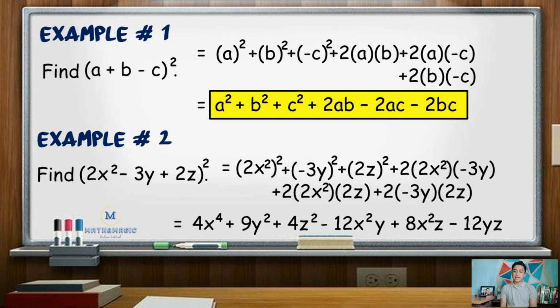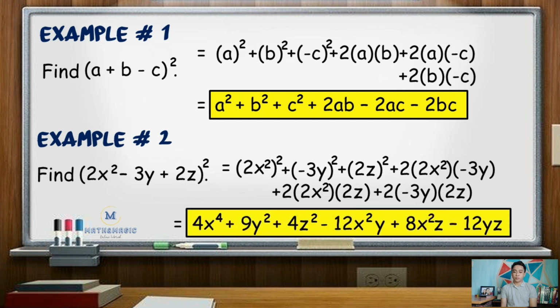Product is 8x squared z. And for the last term, twice negative 3y, that is negative 6y, times 2z, that is negative 12yz. Hence, the square of the trinomial 2x squared minus 3y plus 2z is 4x to the fourth plus 9y squared plus 4z squared minus 12x squared y plus 8x squared z minus 12yz.